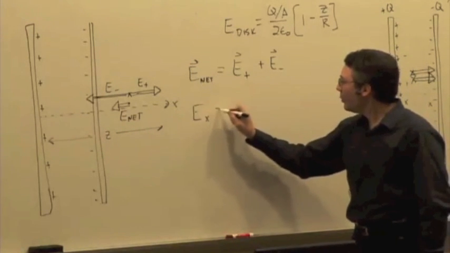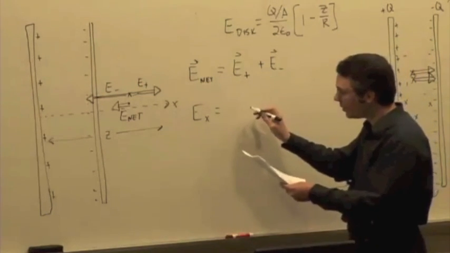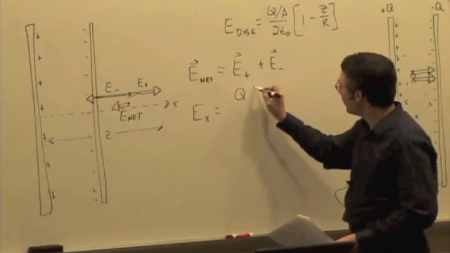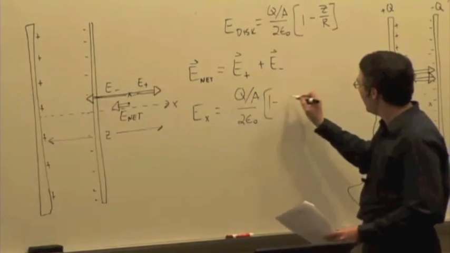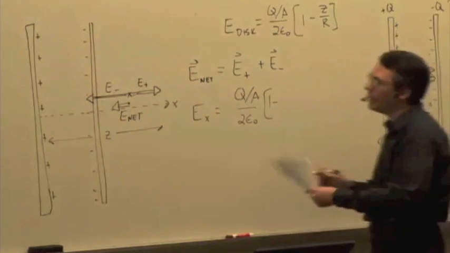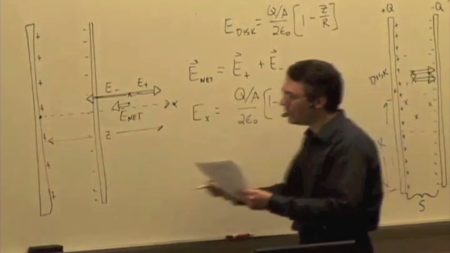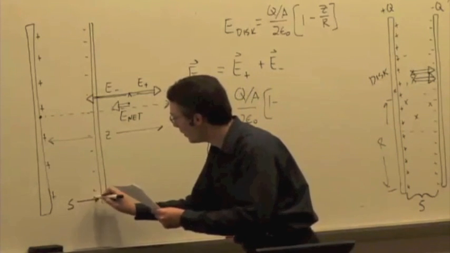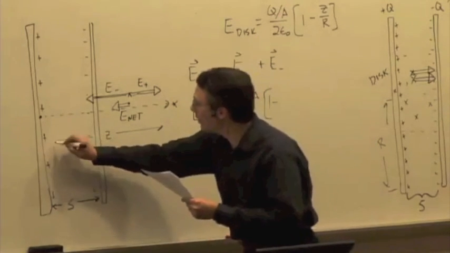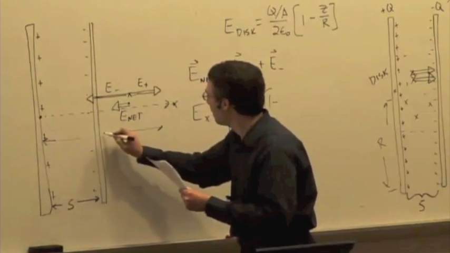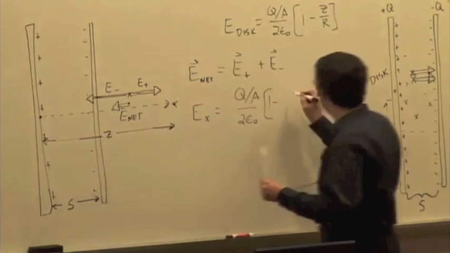Okay, so for the X component, the field due to the positively charged plate is going to be pointing in the positive X direction. So that would be positive Q over A over 2 epsilon 0 times 1 minus the distance from this point to this point. Well, what do we want to call that? Let's just call that distance Z, even though it's along the X direction, it's okay. So this will be 1 minus Z over R.